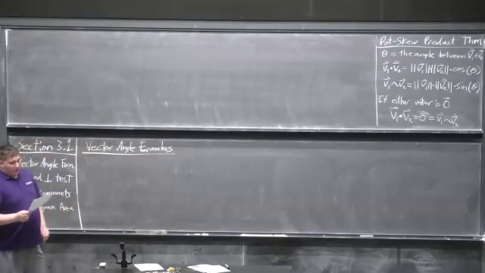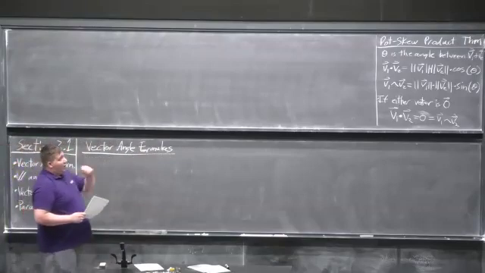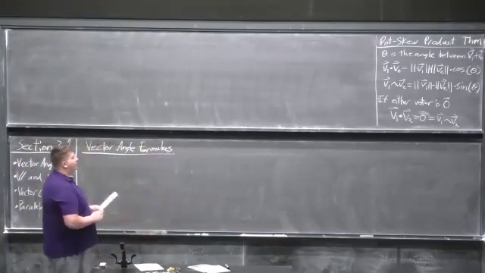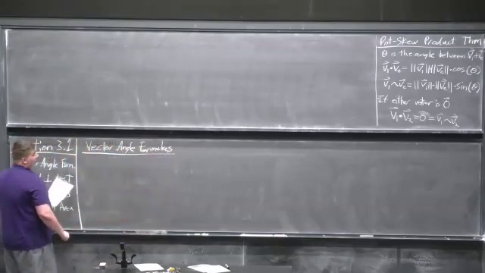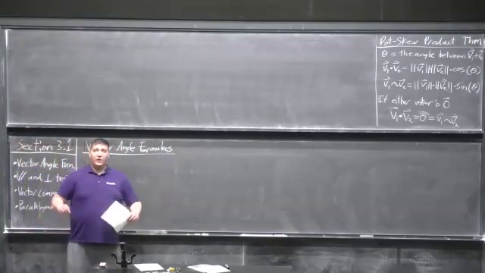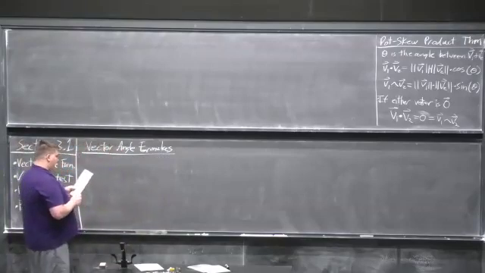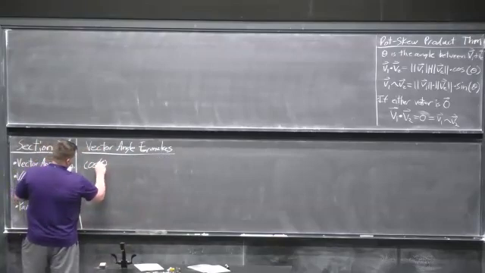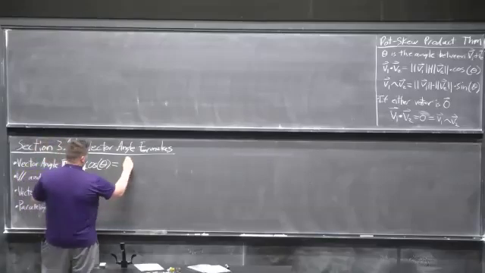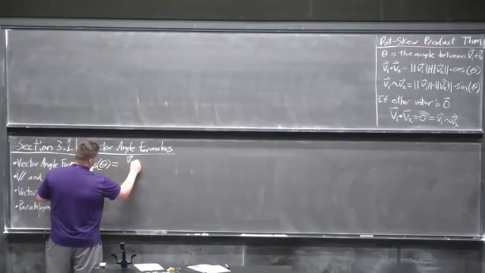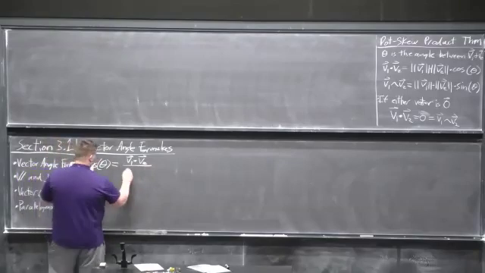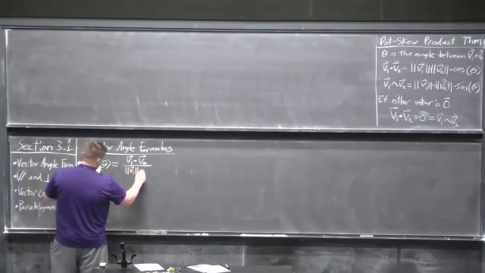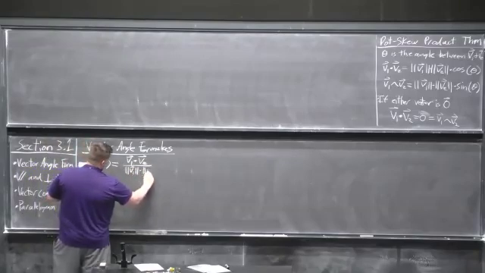What they really are is just a rebranding of the dot skew product theorem. So we're going to have same conditions. We're going to have a V1, V2, and theta is going to be the angle in between them. And we're going to have cosine of theta is equal to V1 dot V2. And we're going to divide by the magnitude of V1 times the magnitude of V2.